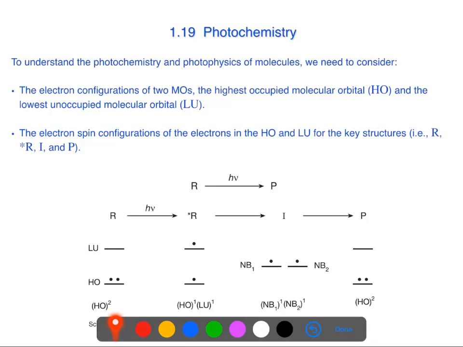Because this section of the course is meant to introduce you to molecular electronic spectroscopy, the majority of our focus will be on the electronically excited states, R star, and the various deactivation pathways R star could take to return to the ground state reactant molecule. But in order to do that fully, we need to discuss the electron spin configurations of the electrons in the HO and LU molecular orbitals.